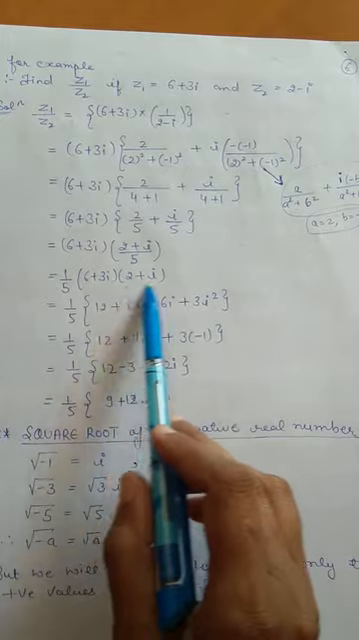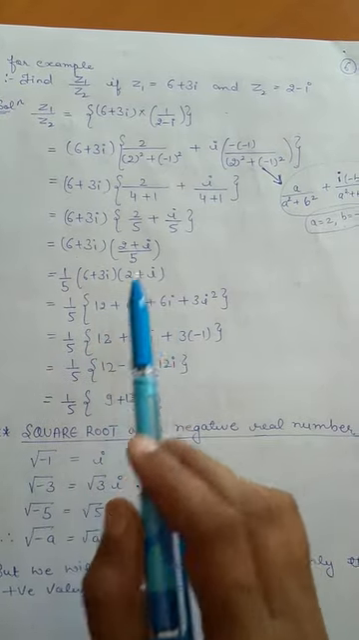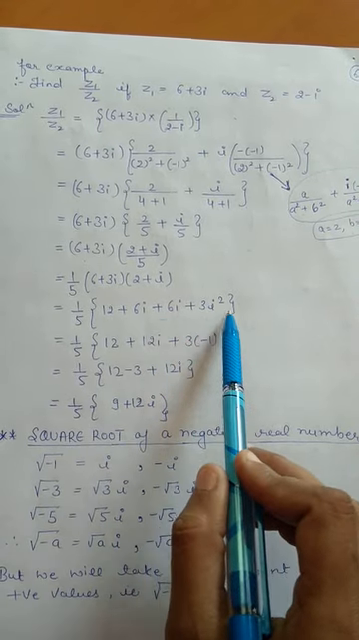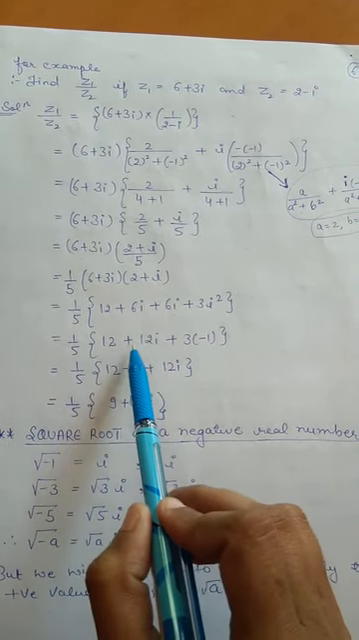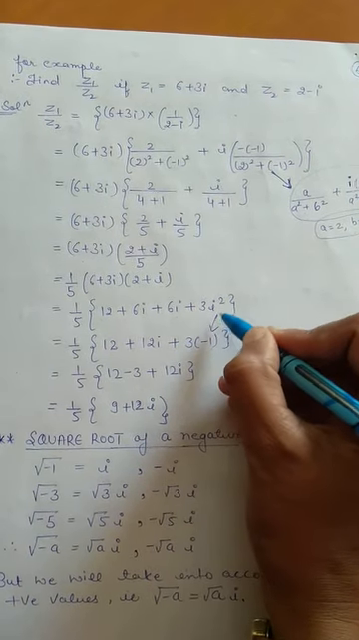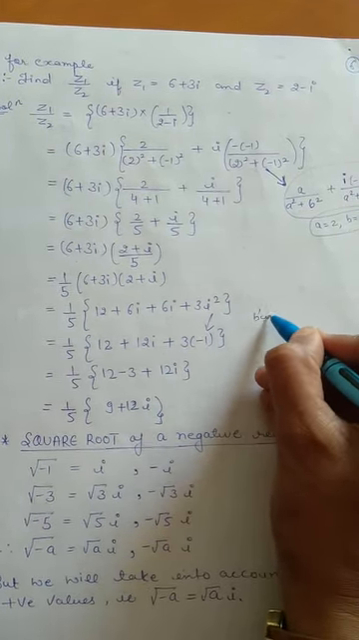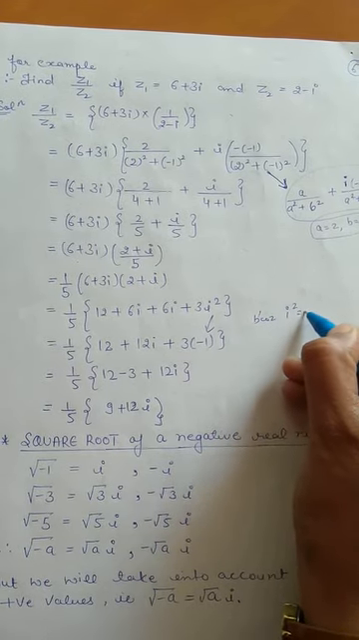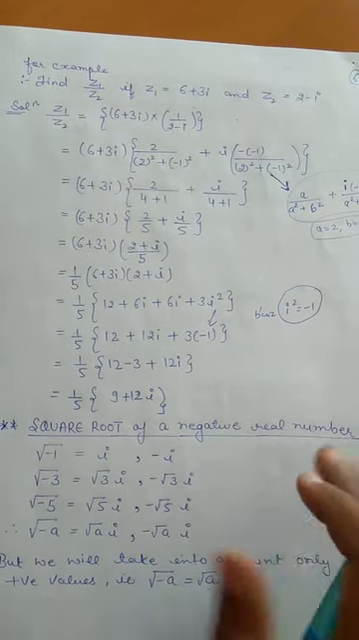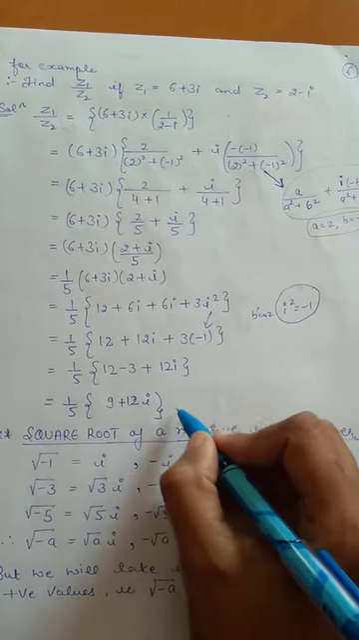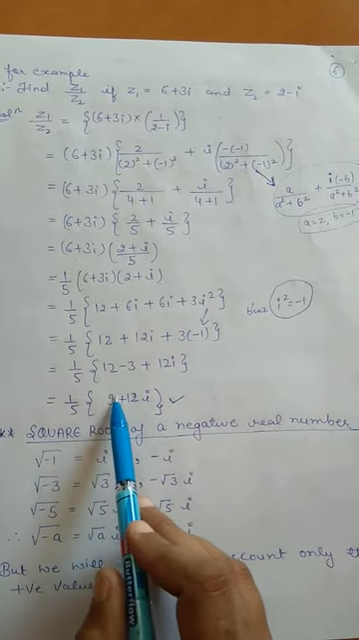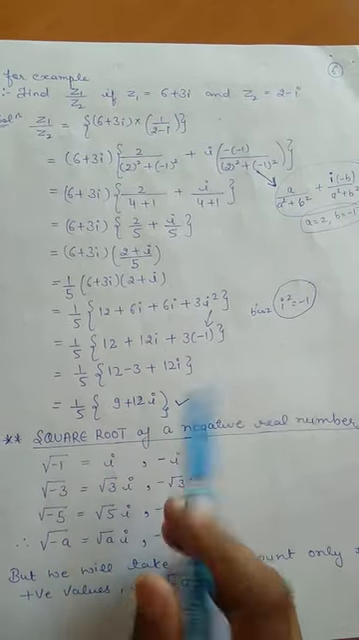Now we will do the product of these two. Then we will get 12 plus 6 iota plus 3 iota square, that will give 12 plus 12 iota plus 3 into minus 1. Why minus 1? Because iota square is minus 1. That's why I told you to learn those values. Now after this, finally we will get the answer 1 upon 5 into 9 plus 12 iota.